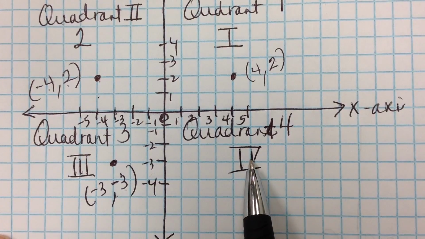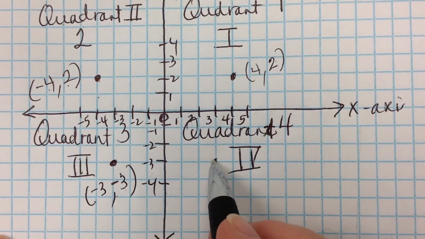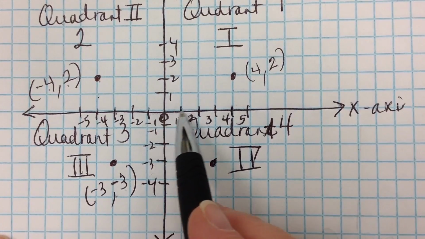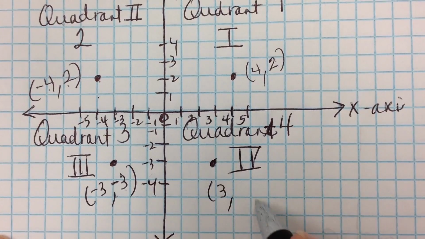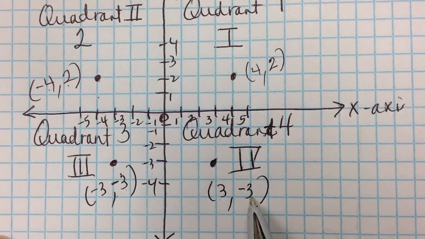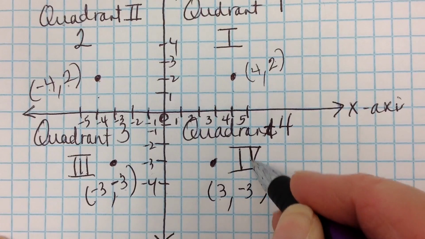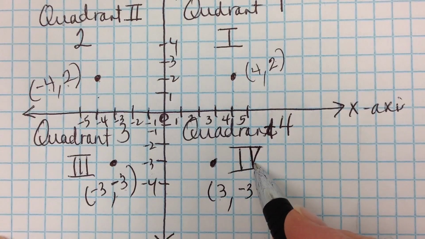To be in quadrant 4, I'm going to make us a point here. We go out on the x +3, and we come down at -3. So to be in quadrant 4, the x is positive, the y is negative. Notice how we write a 4 in Roman numerals, the I and a V.